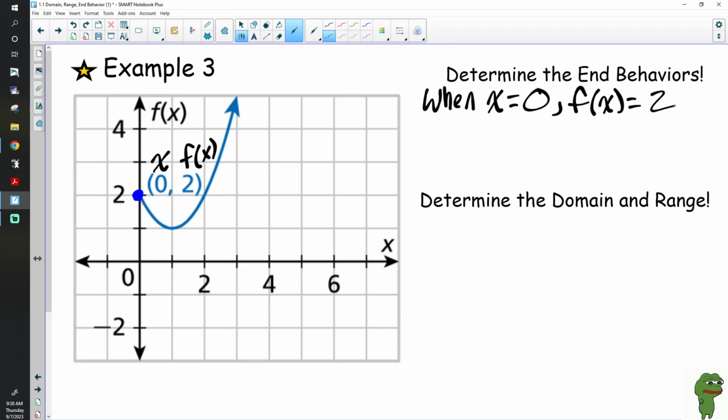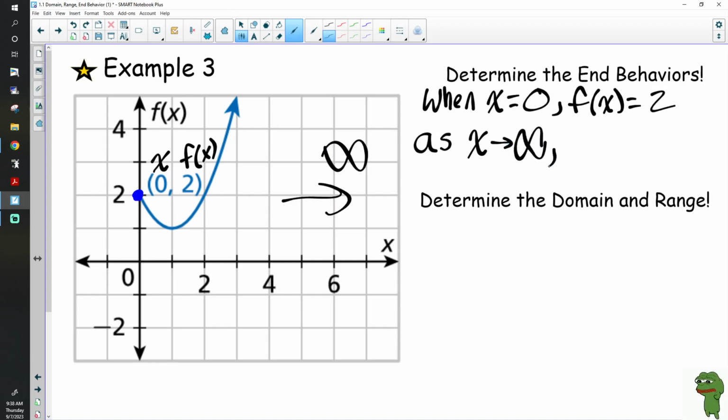Right side, we are not at a point, so let's do the right side. Give it to me as x approaches positive infinity, because this way is positive infinity. As x approaches infinity, where does our function go? Approaches positive infinity. Yep, perfect. Nice job. Does everyone feel smart? Fancy?